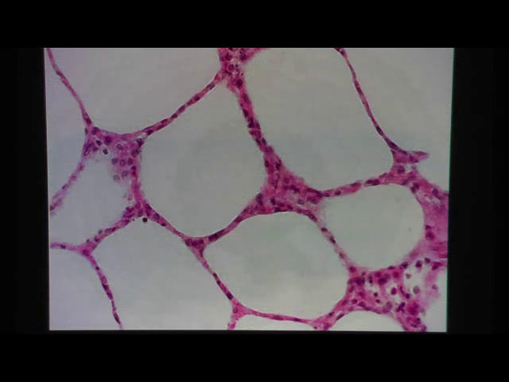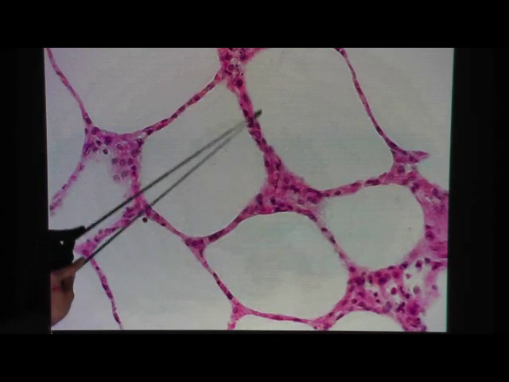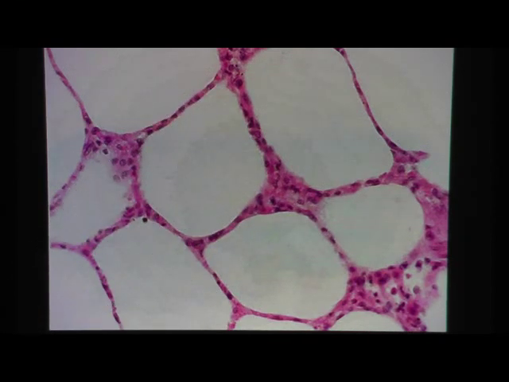Once you see those nuclei, you know that the pink stuff around it would be cytoplasm, and these are the cells lining this air sac. Okay, cells lining this air sac would be found here. And they're very thin, it's only one layer thick. And it's squish shape, so it's squamous.